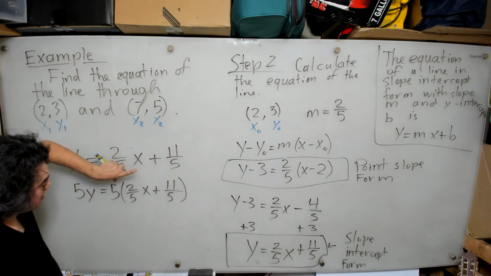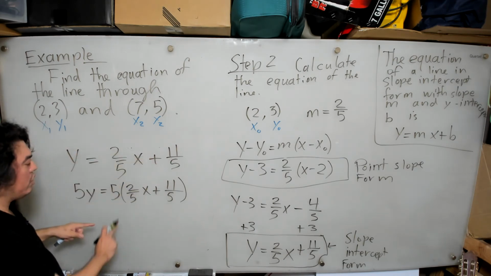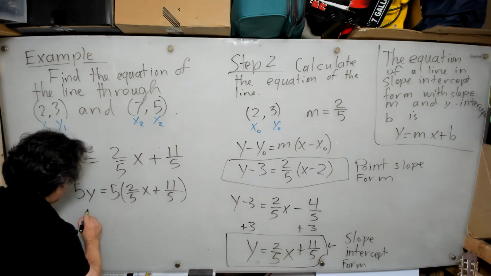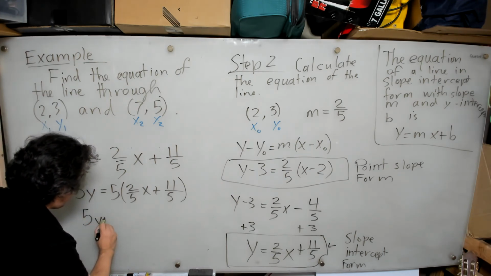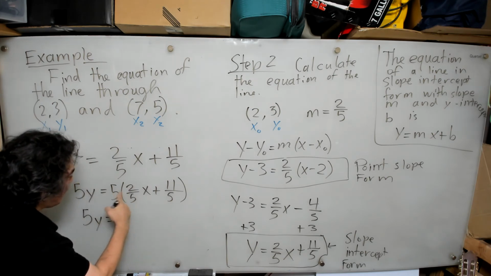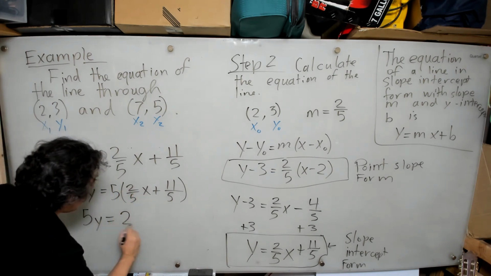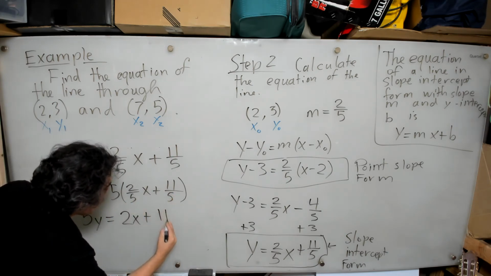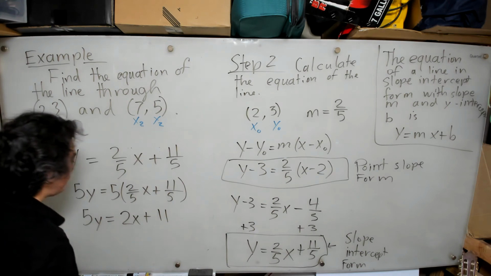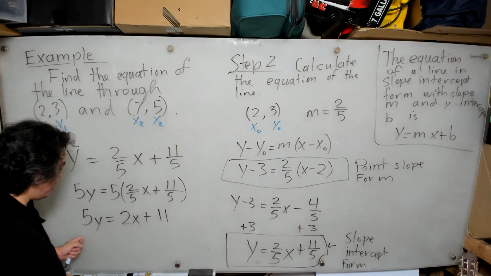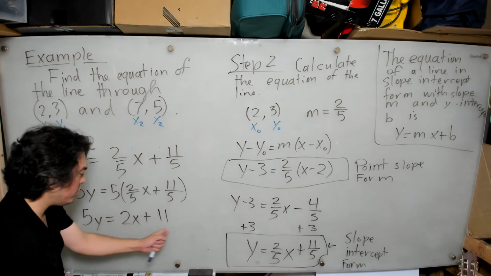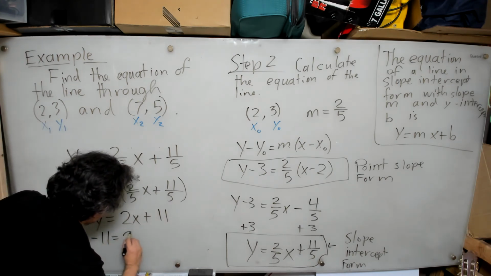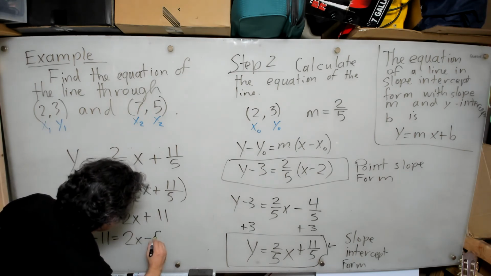5 times 2 fifths x, 5 times 11 fifths. And you're going to notice that the 5 is going to cancel with the 5 on the bottom in both terms. So this simplifies to 5y equals 5 times 2 fifths will be 2, so 2x plus, and then 5 times 11 fifths will be plus 11. Now I'm going to subtract the 5y to the other side, and subtract the 11 to the other side, and I'm going to get negative 11 equals 2x minus 5y.